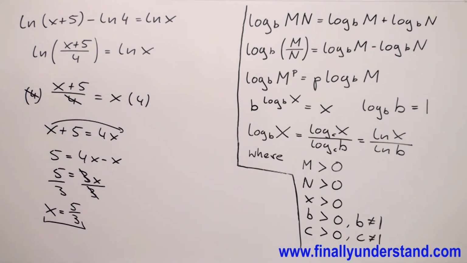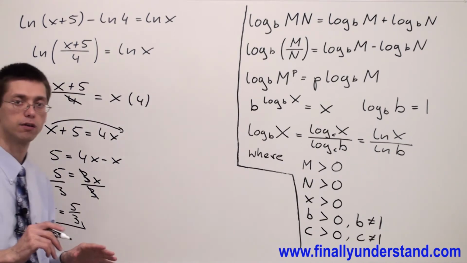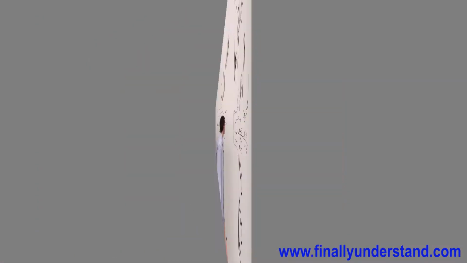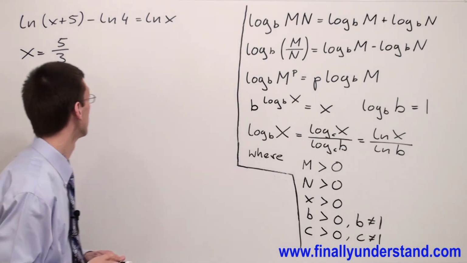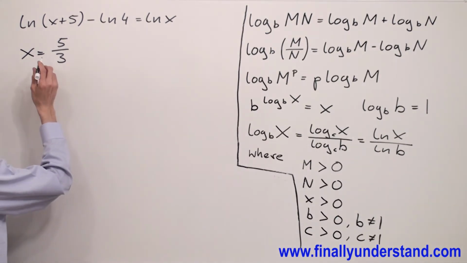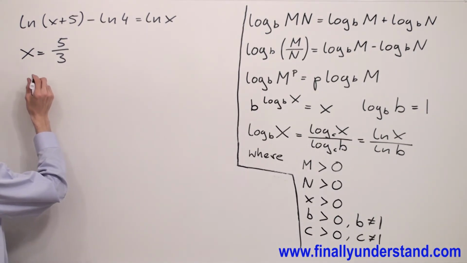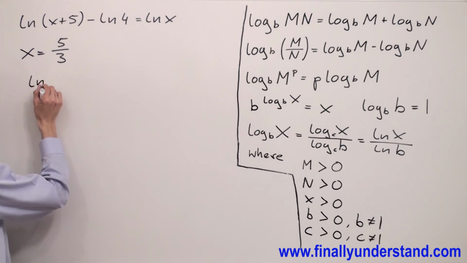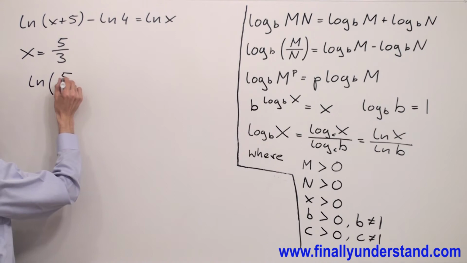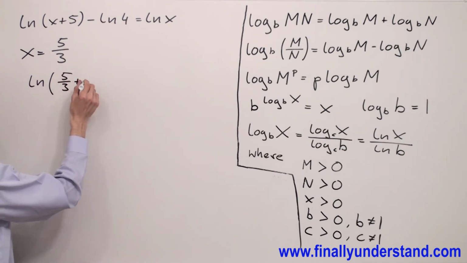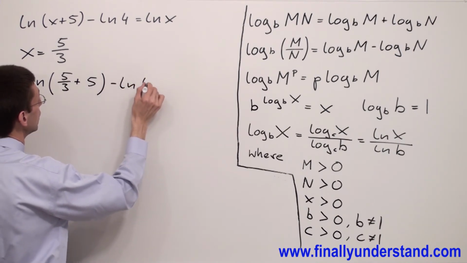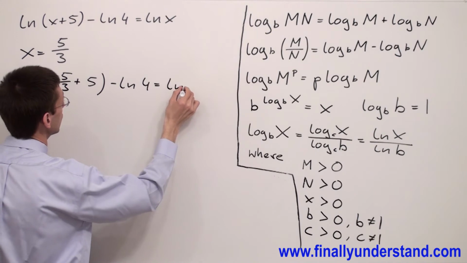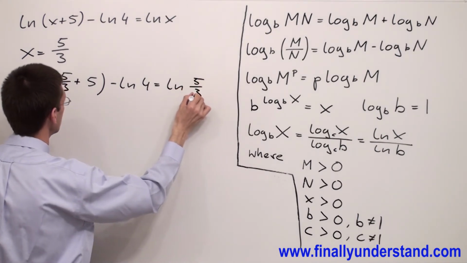This is the solution to my problem, but let's check if this is the correct solution. Now we're supposed to replace every single x in the original equation by 5 over 3. So I'm going to have ln (5 over 3 plus 5) minus ln 4 equals natural log of 5 over 3.